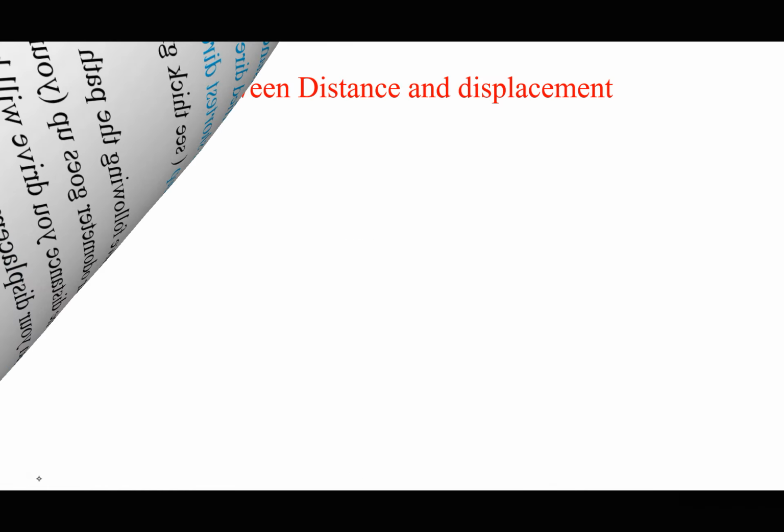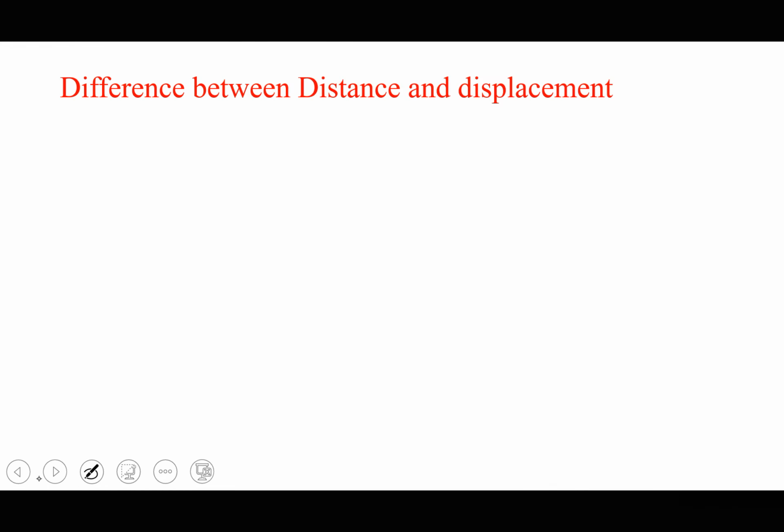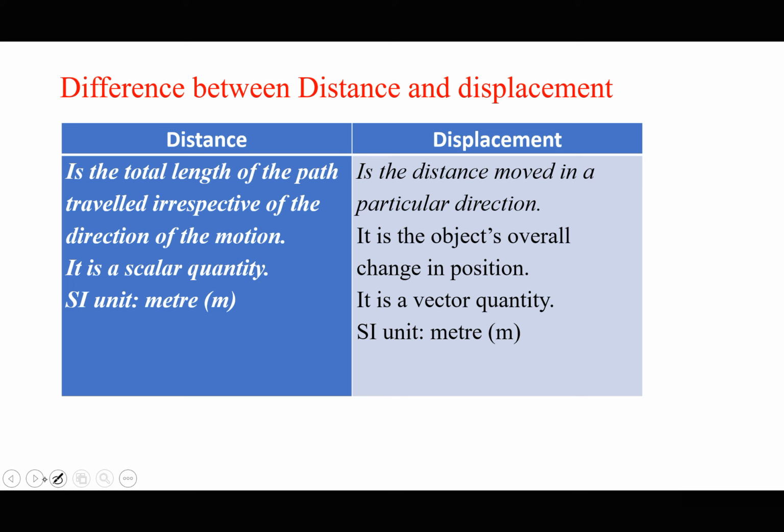Let's now summarize the difference between the two, distance and displacement. To summarize this, we shall just consider a table. Distance is the total length of the path traveled, without minding about the direction of the motion. Displacement is the distance moved in a particular direction. It is actually the shortest direct, straight line distance moved in a particular direction. That's what we call displacement.